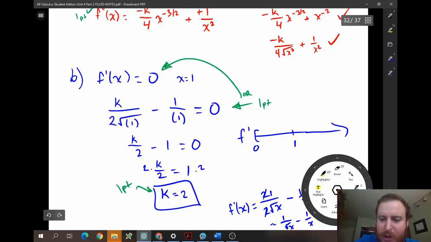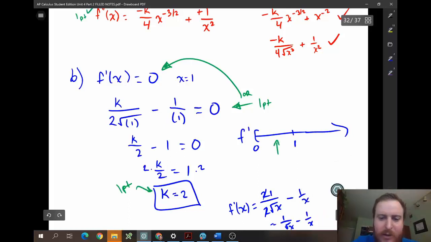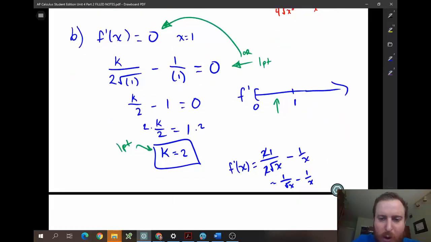So the key here is when we're plugging in, I need to plug something in that's smaller than 1, but also bigger than 0. So let's try 0.5. If we plug in 0.5, 1 over the square root of 0.5 is positive, and minus 1 over 0.5 is also positive, but this is where we have to be a little bit careful, which one of those was bigger, right? Because that's going to determine if I have a positive or a negative answer.